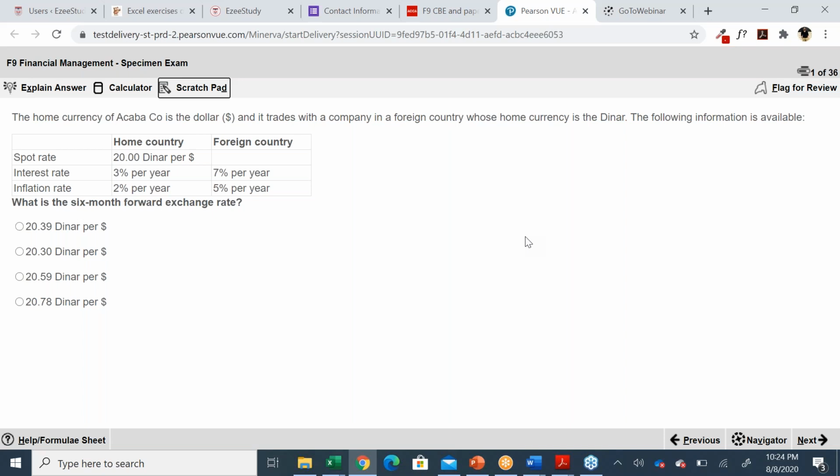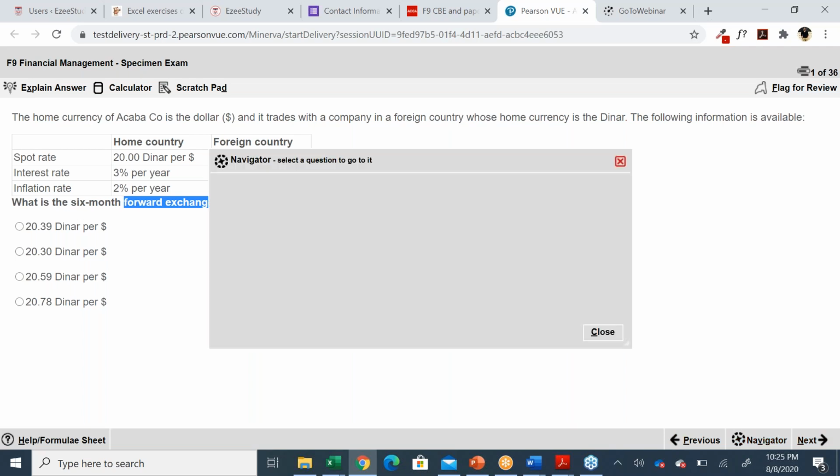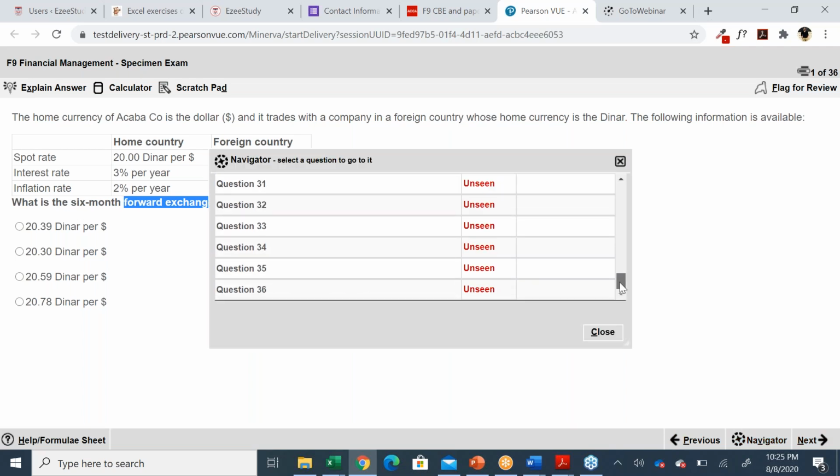So I'll just explain how you can do it. So here we go. There's a question. I'm not going to solve this question, but it's a simple question. You have to predict the forward exchange rate that we just did now, right? So it's almost the same type of question that we did. Okay, you have a navigator here. So you can jump from one question to another question.